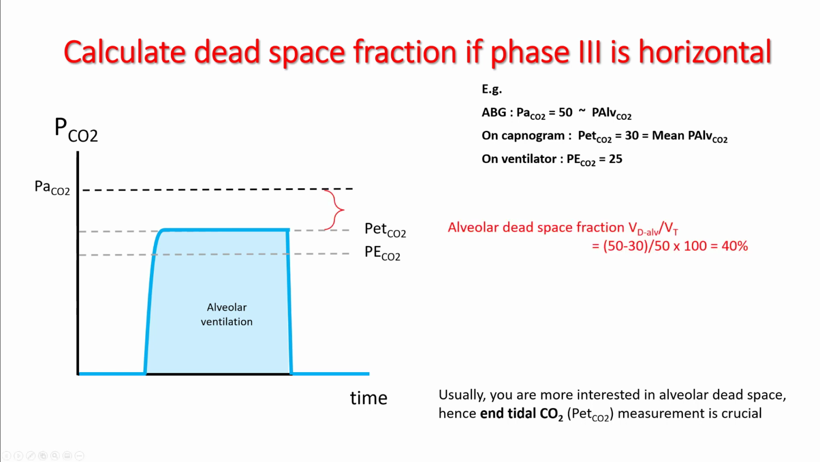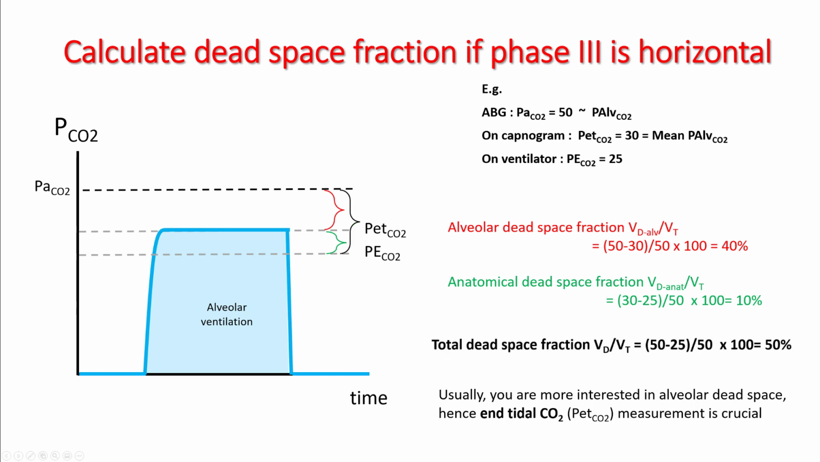So your alveolar dead space fraction, shown in red, will be the difference between P arterial CO2, which is equal to the P alveolar, and you subtract the end tidal CO2 from it, and you get 40%. Anatomical dead space fraction will be the difference between your end tidal and end expiratory CO2, that is around 10%, and the total dead space will be the sum of these two. Usually you are interested in alveolar dead space, so measurement of end tidal CO2 is very important.